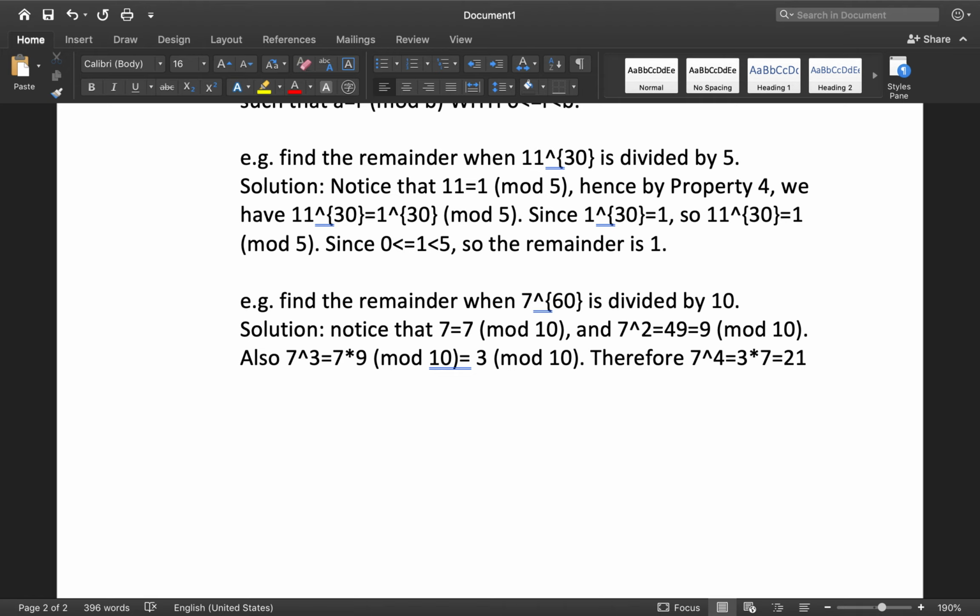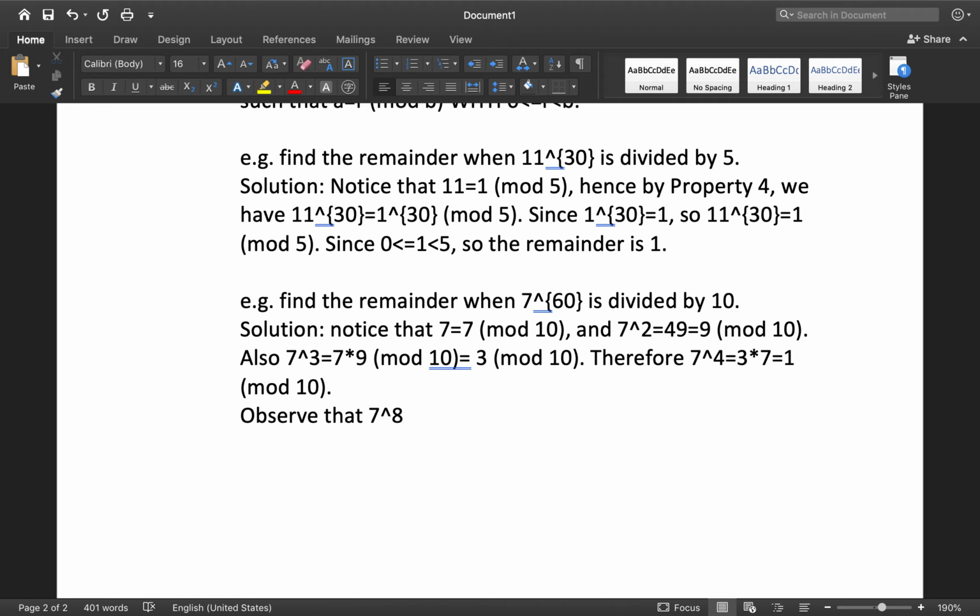If you take modulo 10, 21 is exactly congruent to 1. Therefore, 7 to the power 4 is just congruent to 1, modulo 10. Now, why is that so useful? Because that tells you something, right? Now observe that. What is 7 to the power 8?